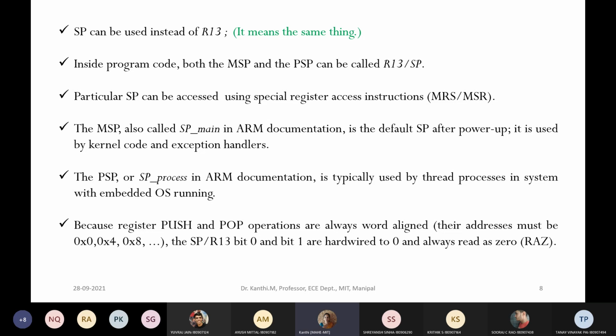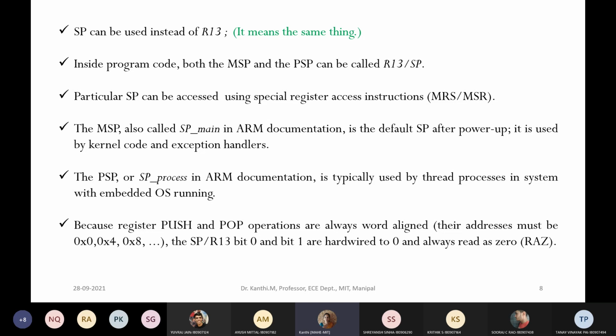This is mainly used by thread processes in a system when you are embedded with an operating system running. So you can use this to handle the various threads in small, simple functions.